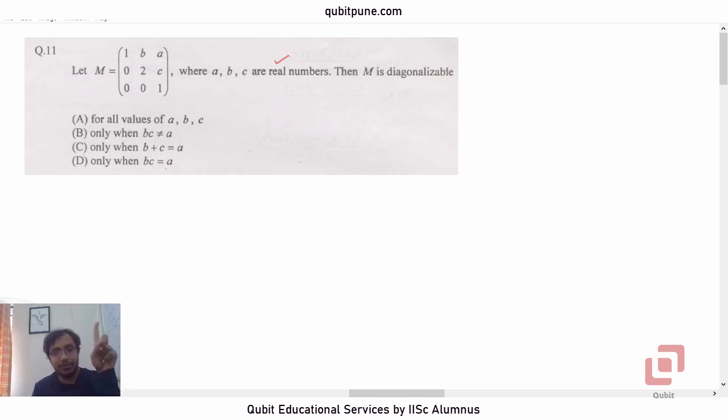First thing that you should note about matrix M is that it is an upper triangular matrix. Now for any upper triangular matrix, the eigenvalues are its diagonal elements. So its eigenvalues are 1, 2 and 1.